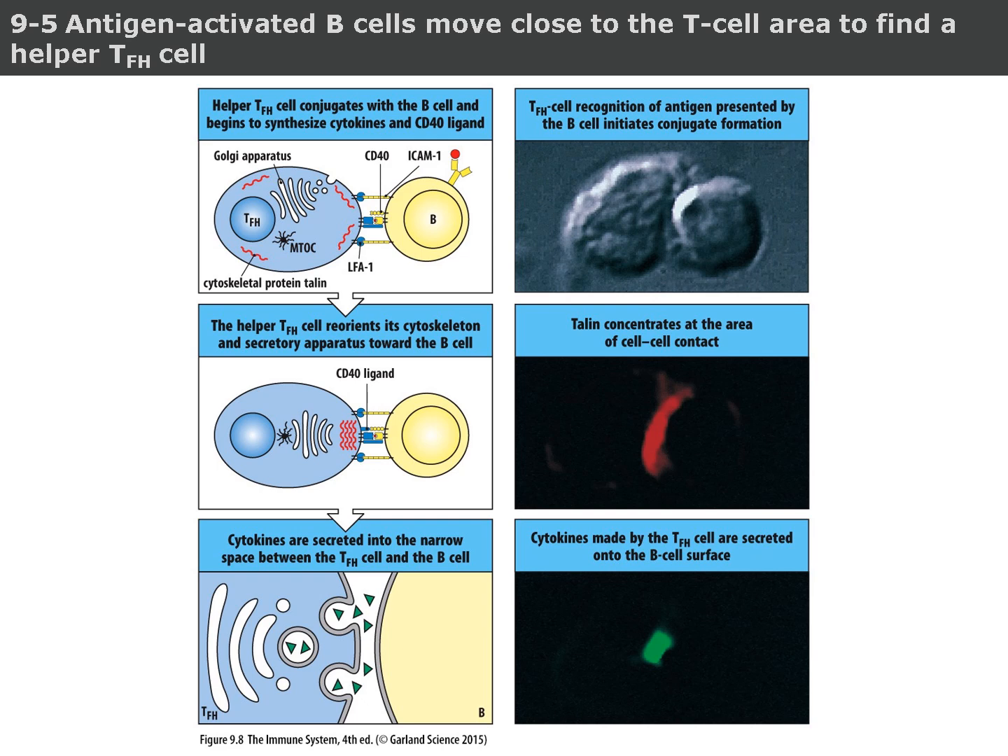In parallel, the cytoskeletal protein talin concentrates at the zone of cell contact, clearly visible in the fluorescent micrograph on the right. Finally, cytokines produced by the T cell are secreted into the narrow synaptic space between the two cells, delivering the final signals the B cell needs for full activation, proliferation, and differentiation. This intimate interaction between B and T cells is essential for generating long-lasting immunity and robust antibody production.